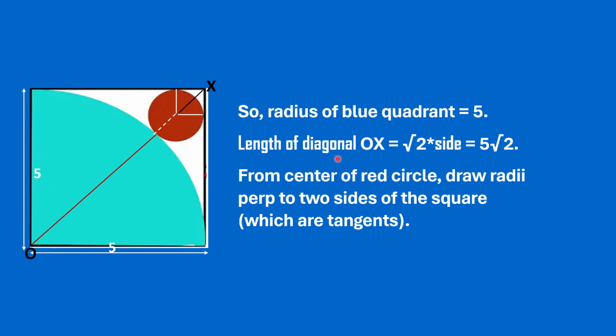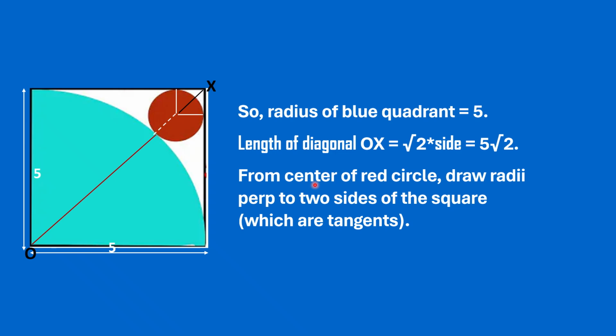The length of the diagonal of a square is given by root 2 into side. So here the side of the square is 5. So diagonal OX is root 2 into 5, that is 5 root 2. So the length of diagonal OX will be 5 root 2.